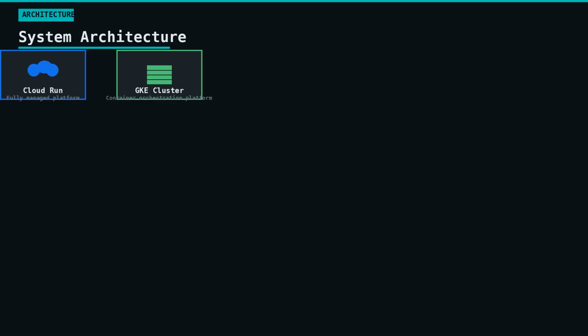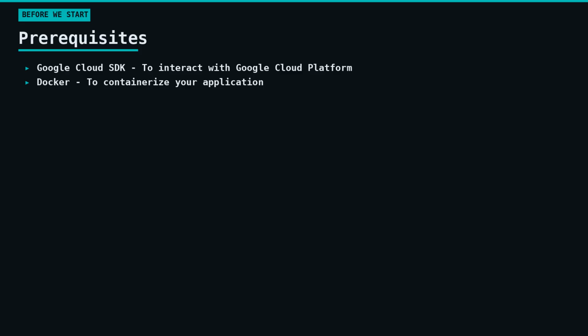To follow along with this tutorial, you'll need a Google Cloud Platform account and the Google Cloud SDK installed on your machine. You'll also need Docker installed to containerize your application. Don't worry if you're new to these tools, we'll explain everything in detail.